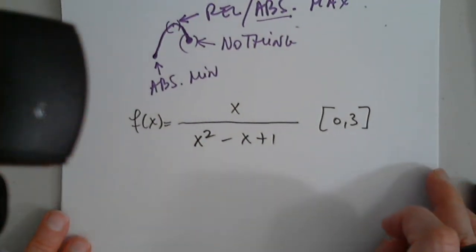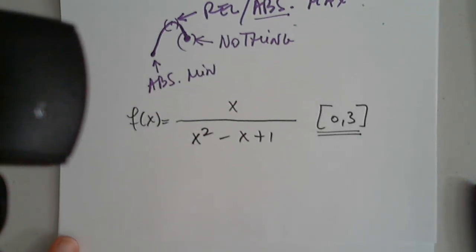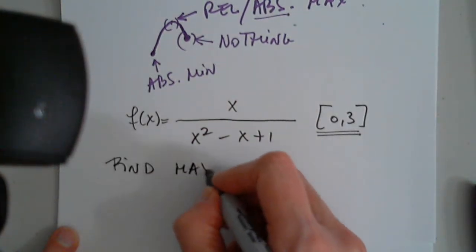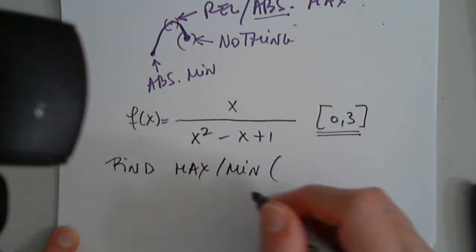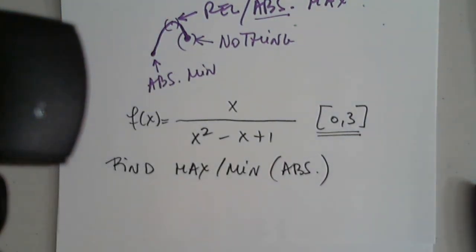Absolute max and min, I will also indicate the relative ones on this interval. In general, the question is saying: find the absolute max and absolute min values on the given interval. But I will also identify the relative max and min. So find max and min. The problem is asking for the absolute, but I will identify and specify which one is a relative as well.